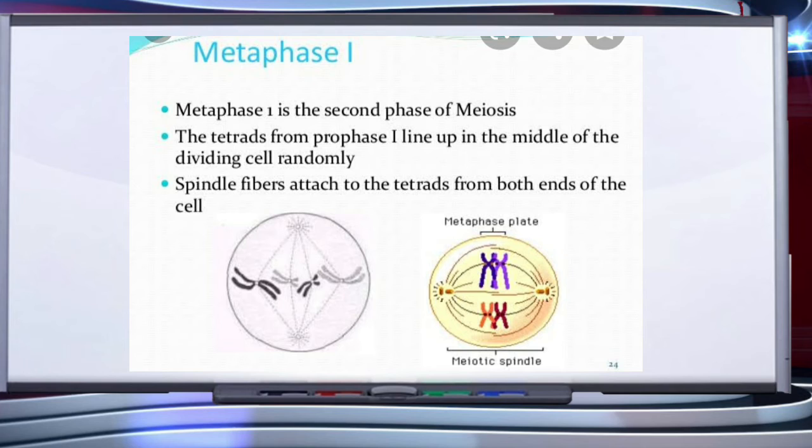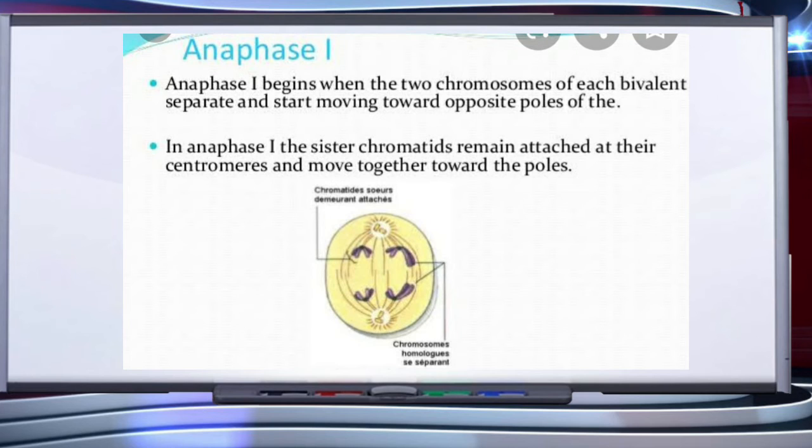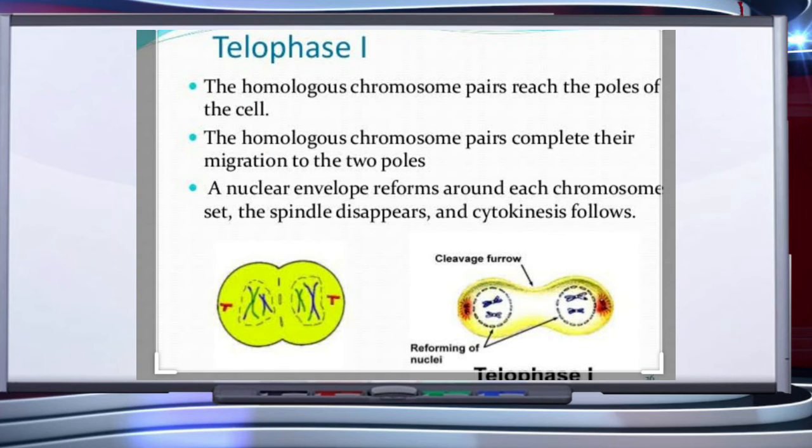This is the second phase of meiosis 1, metaphase 1. In this phase, the tetrads from prophase 1 line up in the middle of the dividing cell randomly. Spindle fibers attach to the tetrads from both the ends of the cell. In anaphase 1, the homologous chromosomes separate while sister chromatids remain associated at their centromeres. Anaphase 1 is followed by telophase 1.